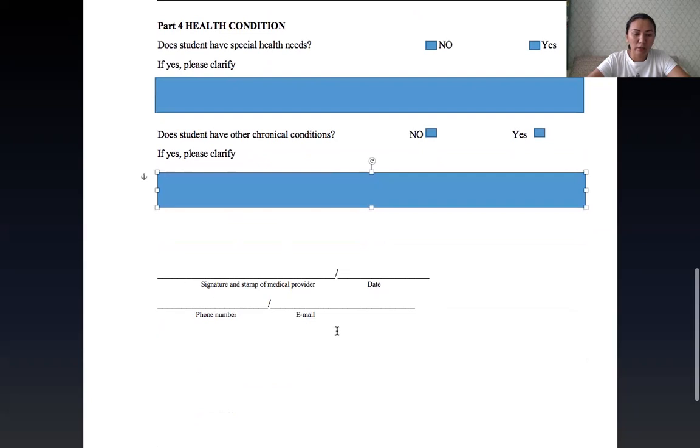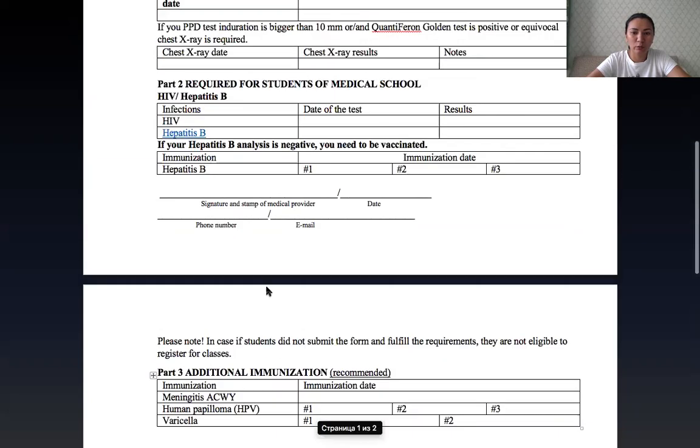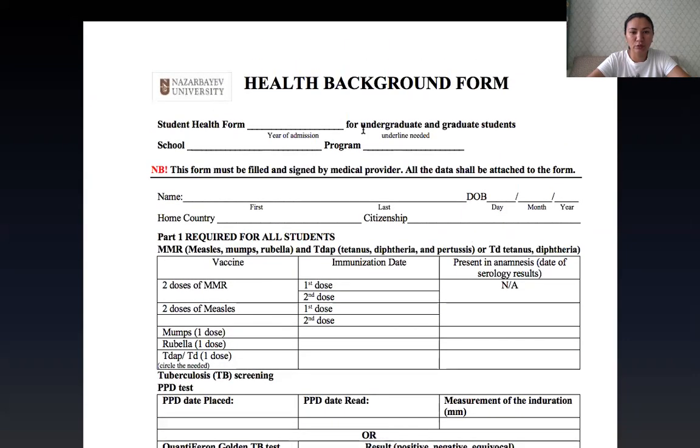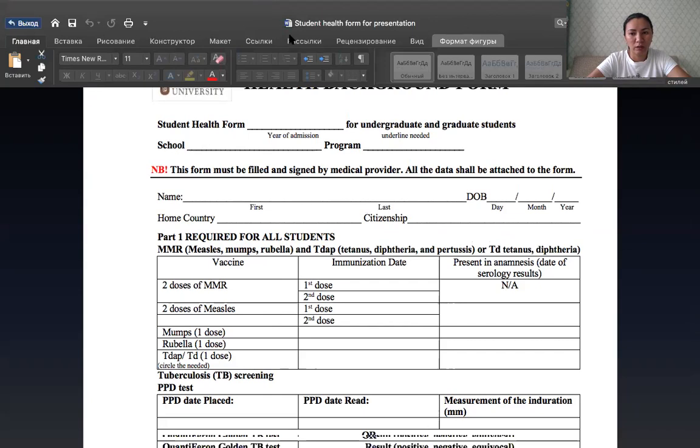So here are the details of the doctor, and this is pretty much it. And the form is not really difficult. If you show this form to your medical provider, he will understand what we're talking about.